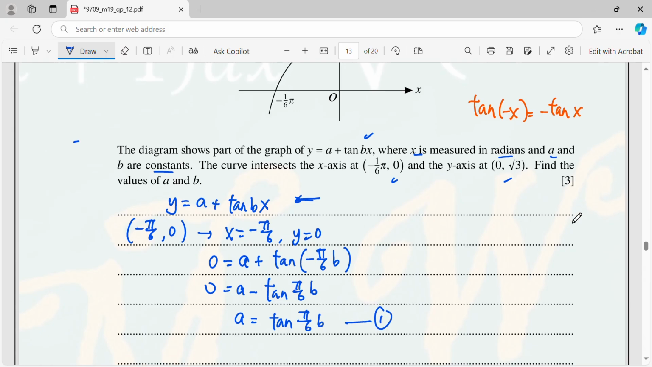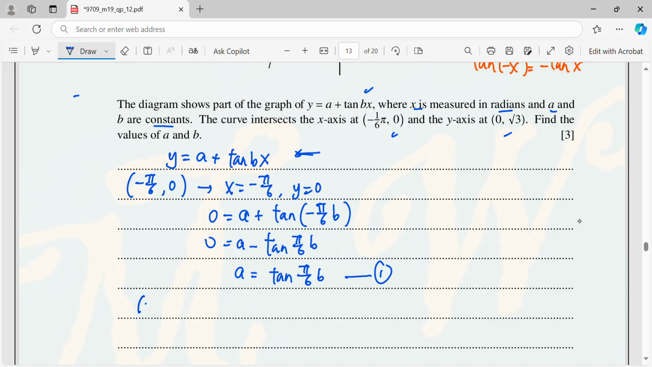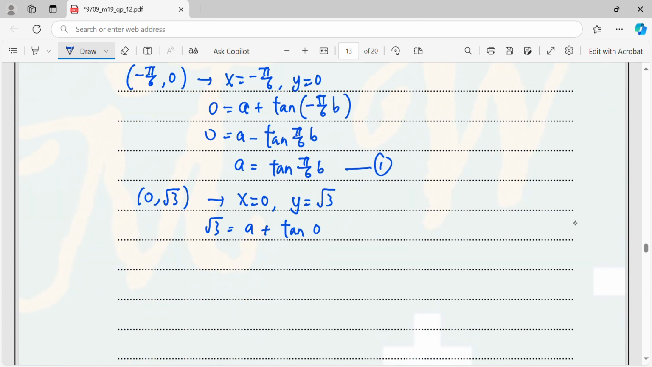Now, refer to the second point, 0, square root 3. That means your x is 0, your y is square root 3. Then from here, I will get square root 3, that is my y, from this general equation, a plus tan 0. So tan 0 is basically 0. So therefore, your a is square root 3.